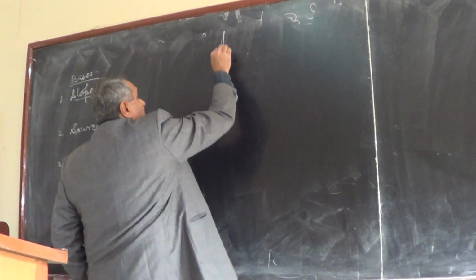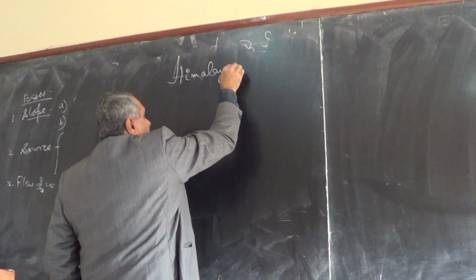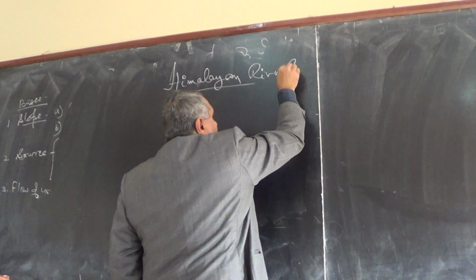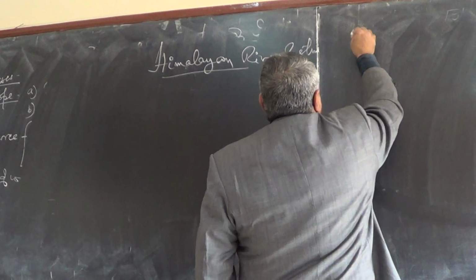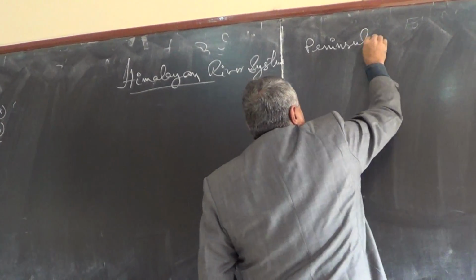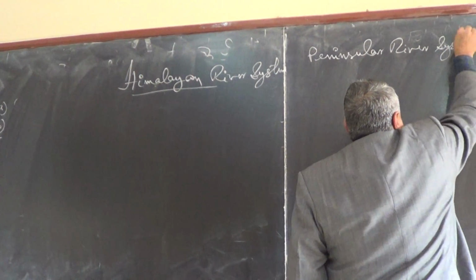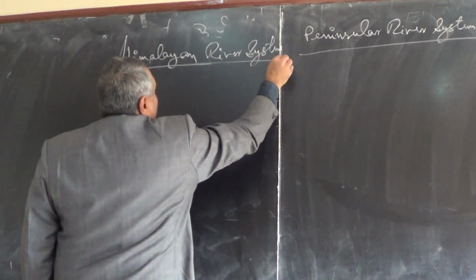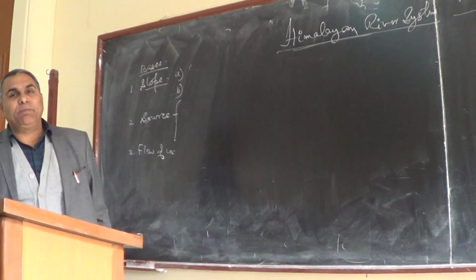This is the Himalayan river system. Now come over to the peninsular rivers. Let's discuss the properties of the Himalayas and the peninsular plateau.